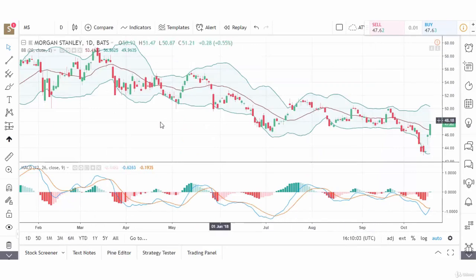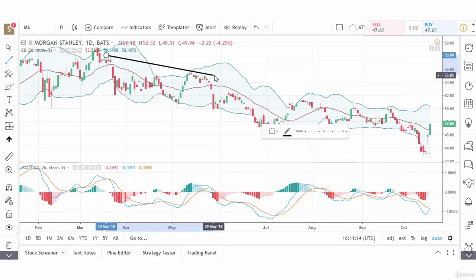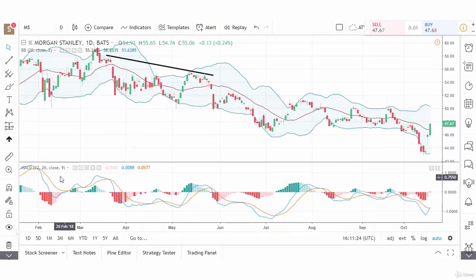So let's add in our MACD, and we see in February of 2018 that the stock began to turn down, as shown by the MACD as well as the stock. I'll add in a trend line to show the stock is moving down. So we have the stock in a bearish trend. As I said, the MACD is also moving down. So we're going to look to short the stock at this point.